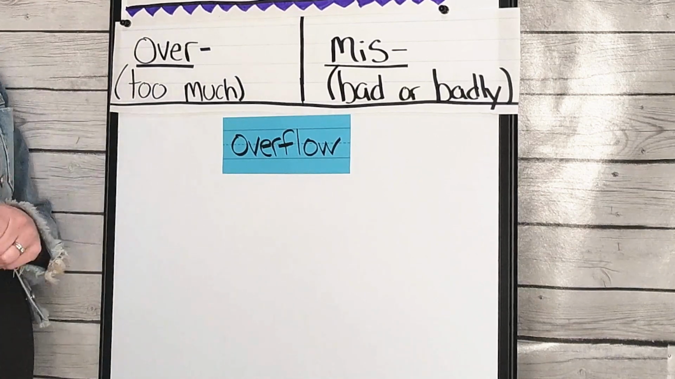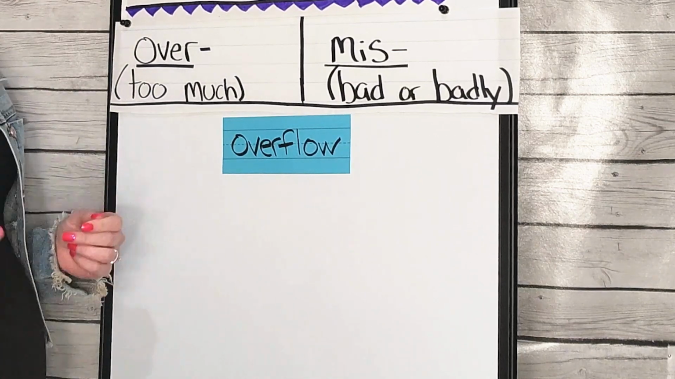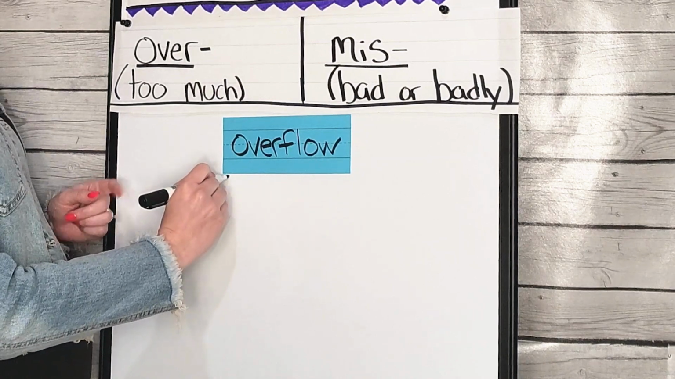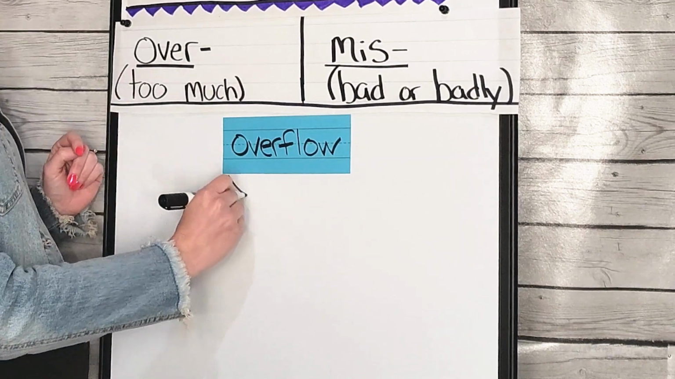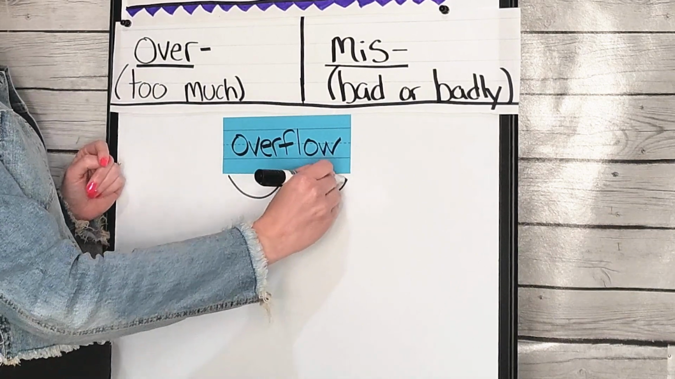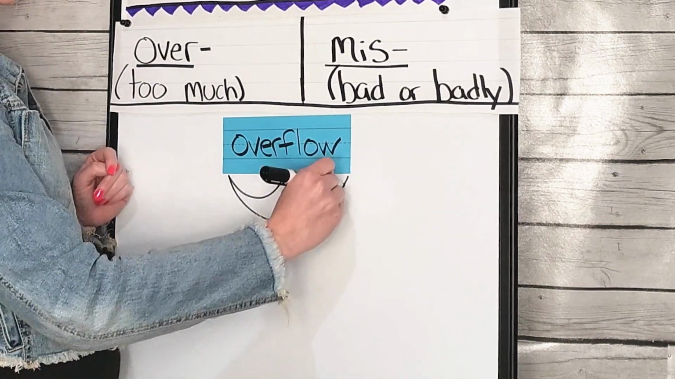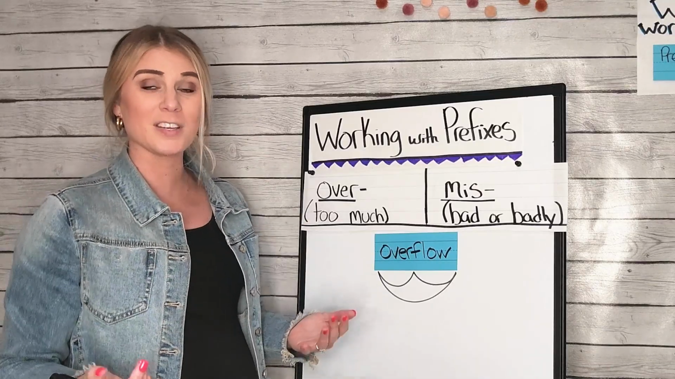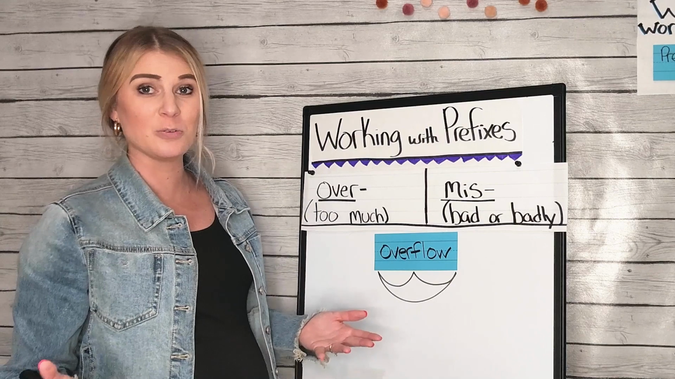Let's loop and swoop this word together so that we're able to read this word together. When we break up this word, we can look first for our prefix, over, and then we can read the rest of the word. Flow, overflow. The sink started to overflow because I left the water running too long.